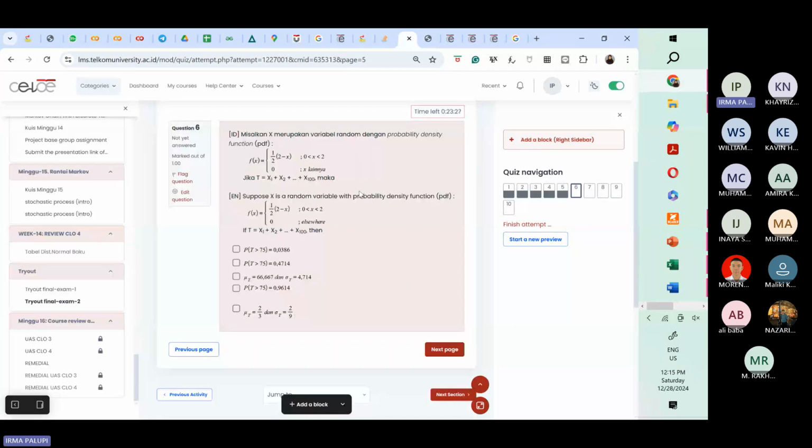Suppose X is a random variable with the following probability density. Total sample, right? Then find this answer. Okay, first of all, we need to find the mean of X and the variance of X. This is continuous. Expectation and variance.